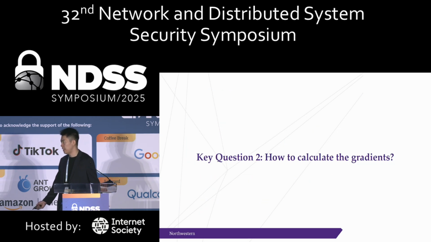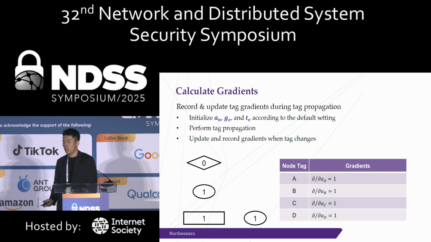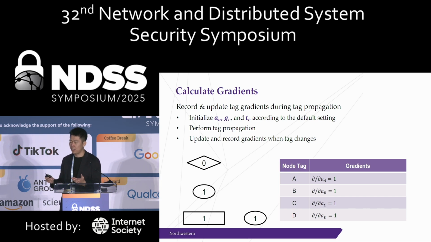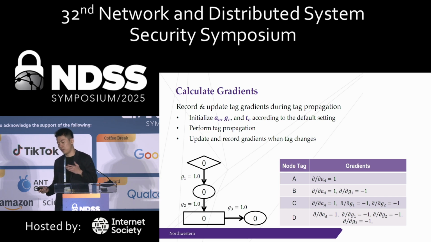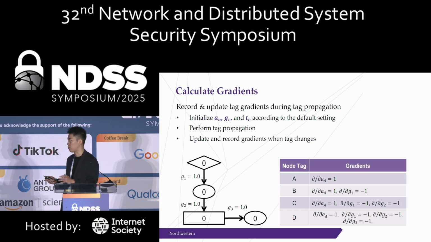The second key question: how to calculate the gradients? We just record and update the gradients during the tag propagation. We initialize the initial values according to the default settings, and we just perform tag propagation. Every time a tag is changed, we update and record the corresponding gradients. As you can see, the numerical tags are propagated across the entire provenance graph, and we update the gradient table accordingly. This gradient table basically records the influence of the rule parameters on the final detection result.